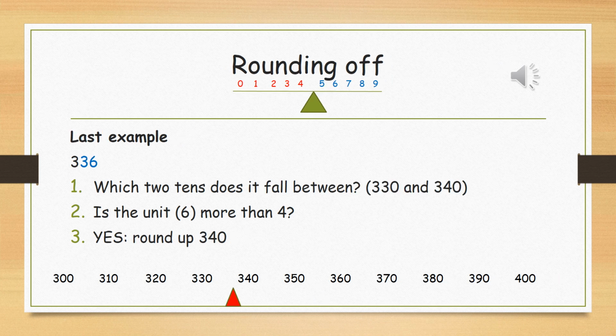Our last example before you're going to try a few of your own, 336. Which two tens does it fall between? 330 and 340. Is the unit, which is 6, more than 4? Yes, it is. So we round it up to 340. Find it on the number line at the bottom and you'll see that it's closer to 340.